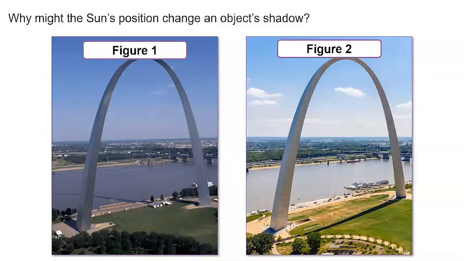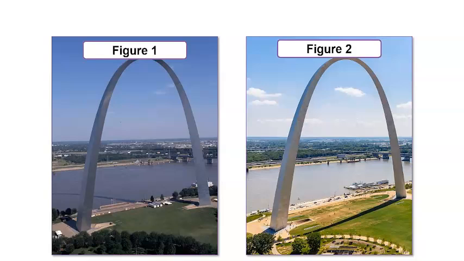But I wonder, why might the sun's position change an object's shadow? I think the shadow changes because the light comes from different directions when the sun moves. The same object might block light differently when the shadow moves. By looking more closely at light's role in forming shadows, we can begin to better understand the question, why do shadows change during a day?